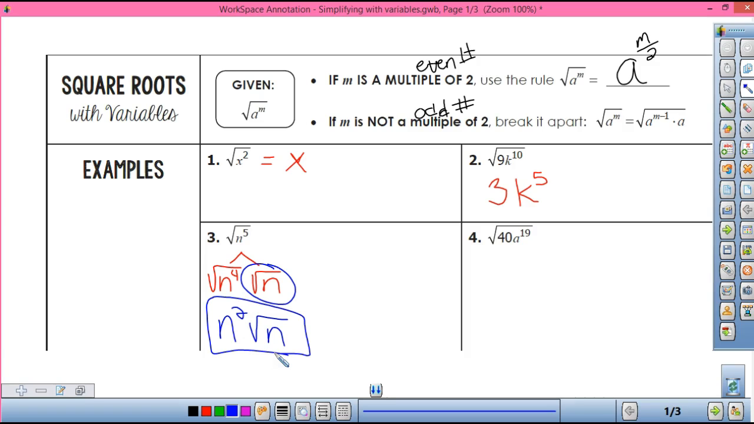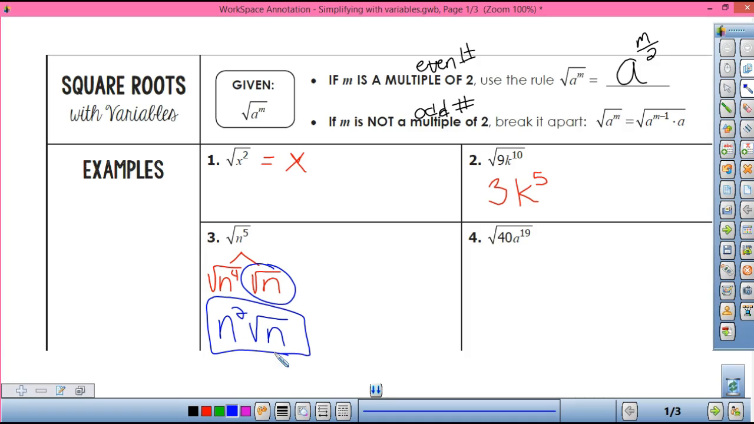For the closest even number, so basically you're subtracting 1 from it. Yes, you're subtracting 1. So it would go to 6. Yep, you're just subtracting 1.